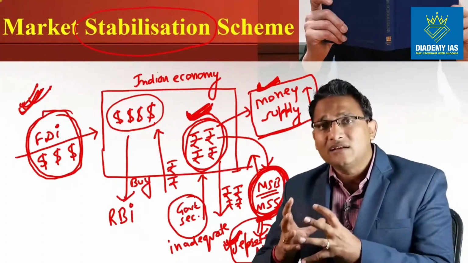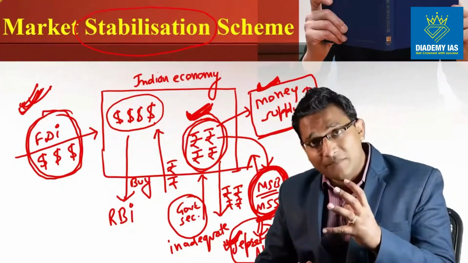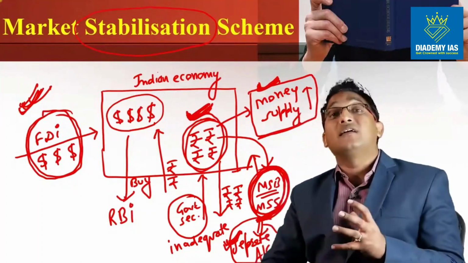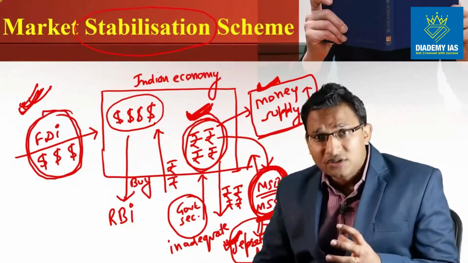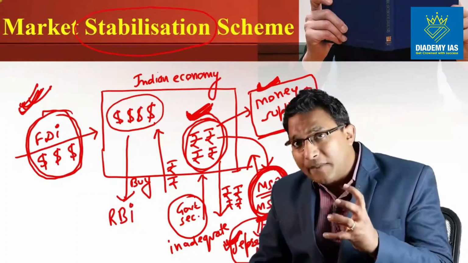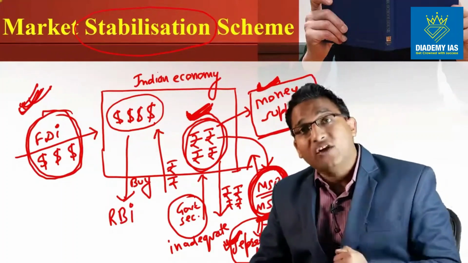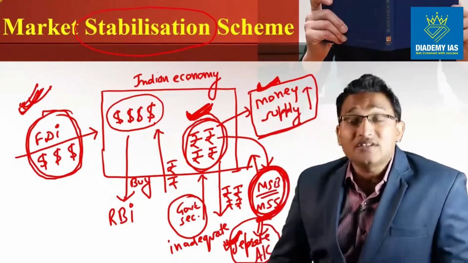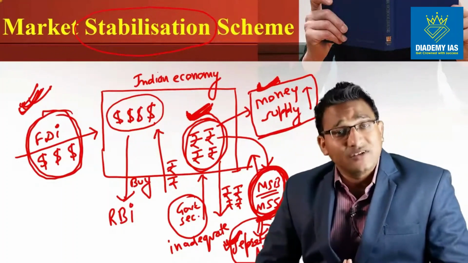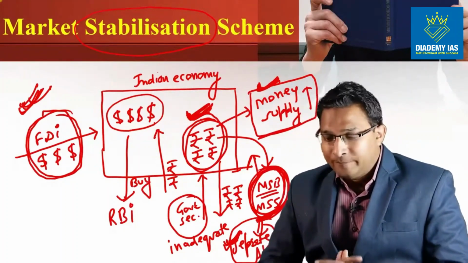I am not saying that the government will not buy back its market stabilization bonds. Definitely the RBI will buy back its own bonds. But the point that I want to make is that this is primarily a selling of the government security, not the buying of the government security. So this is how market stabilization scheme is different from the open market operations, right?